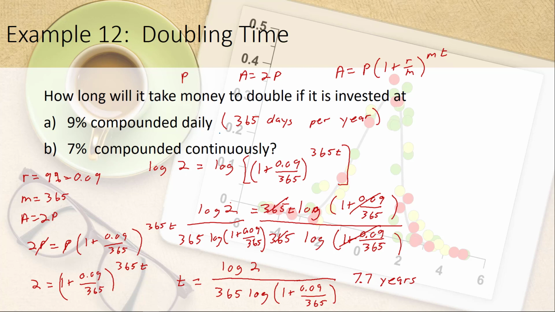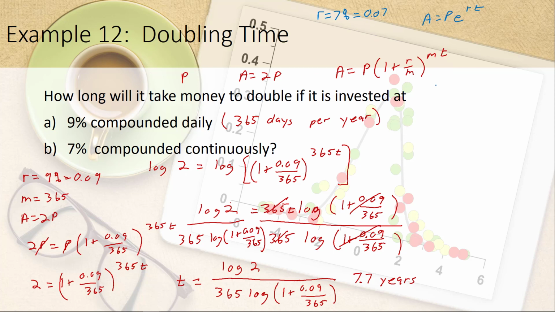We have 7% compounded annually. Now the equation for that is going to be that A is equal to P times e to the RT. In this particular case, R is going to be equal to 7%, which as a decimal is 0.07. You divide 7% by 100, that's what you get. Okay? And that's pretty much all. And once again, A is equal to 2P.